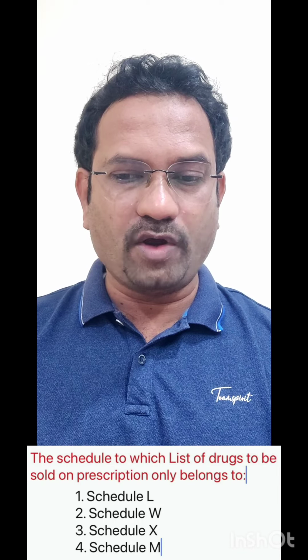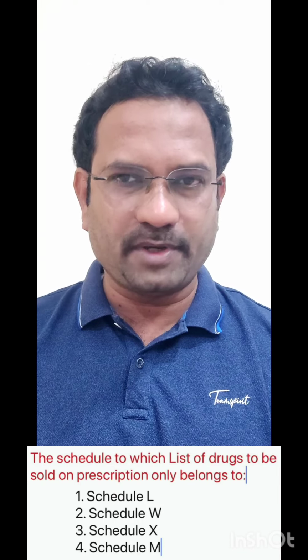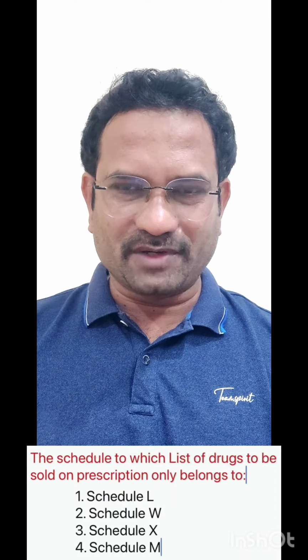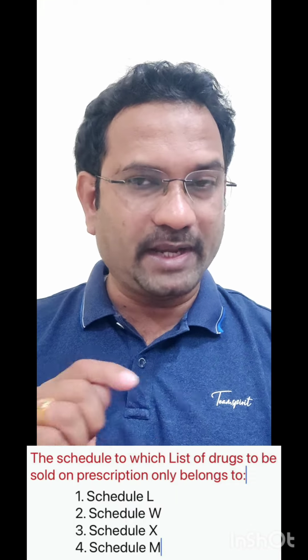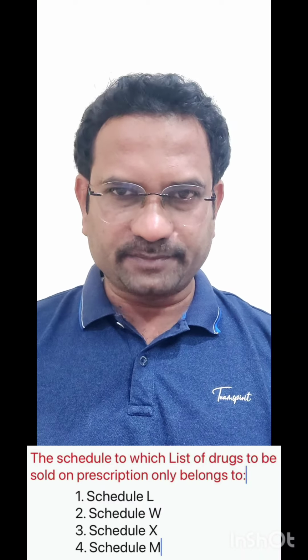The schedule to which the list of drugs to be sold on prescription only belongs to. Now this is a tricky question. We all know about Schedule H, which includes the list of drugs which have to be sold only on prescription. When you see the options given are Schedule L, Schedule W, Schedule X, Schedule M. You don't see Schedule H.